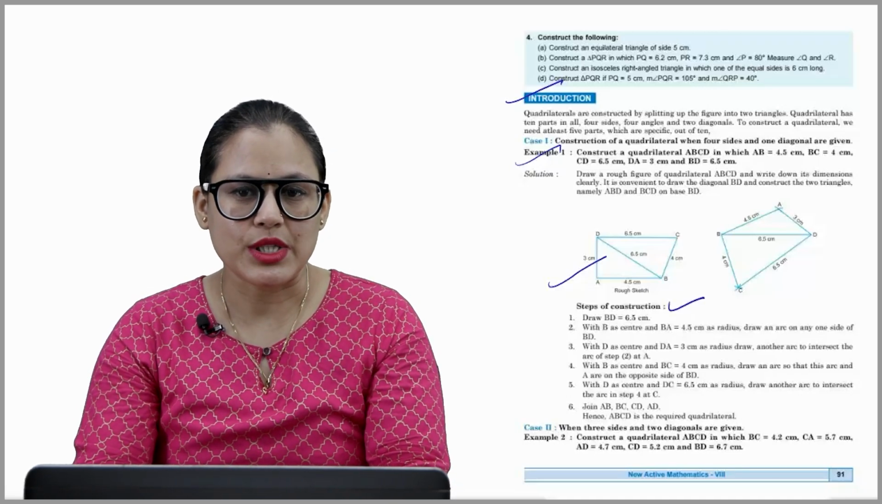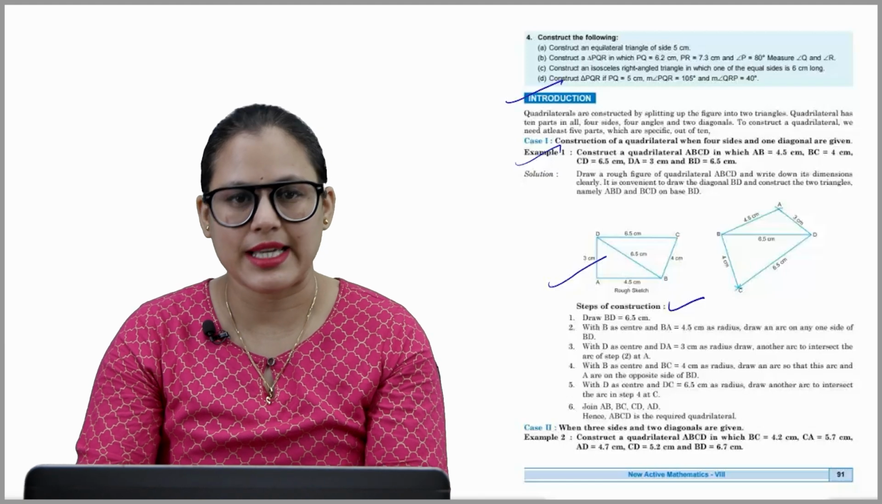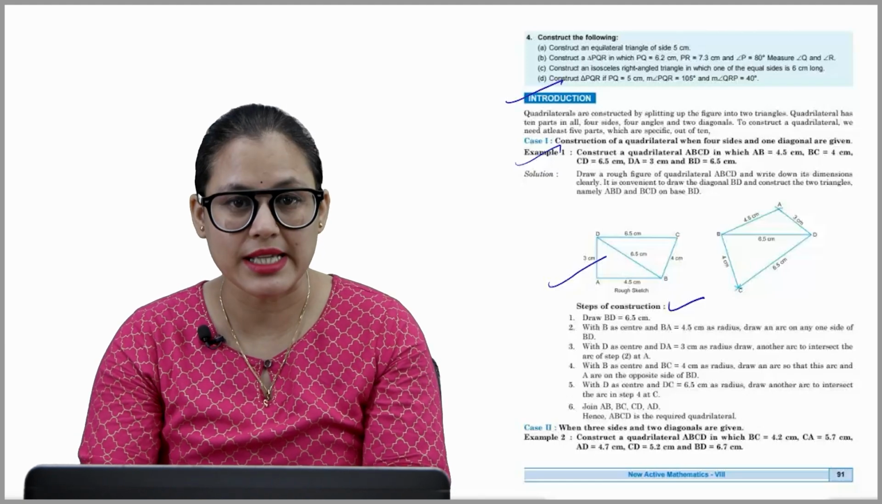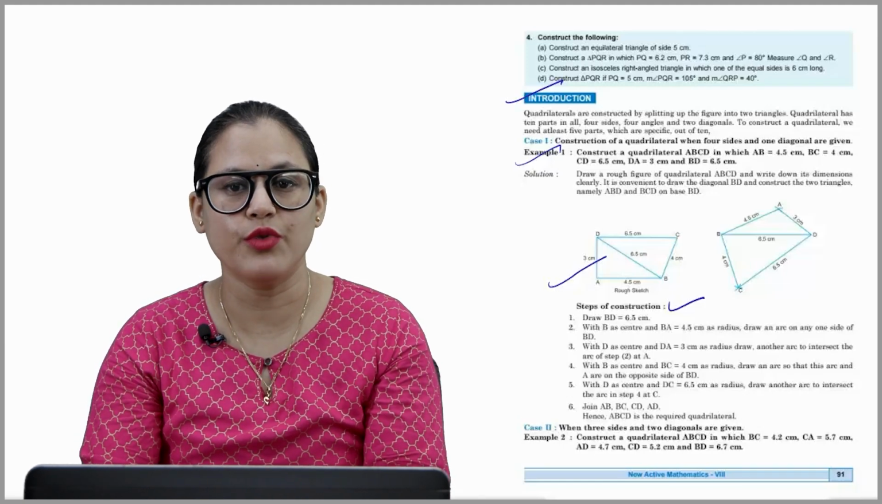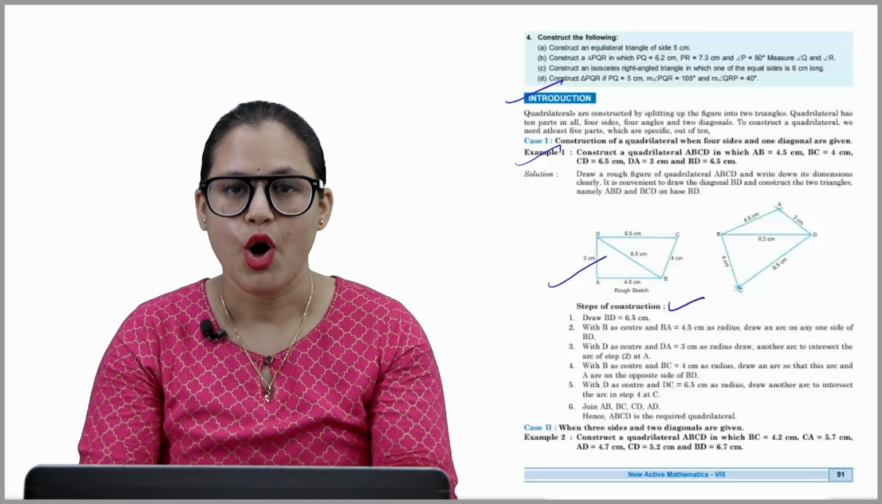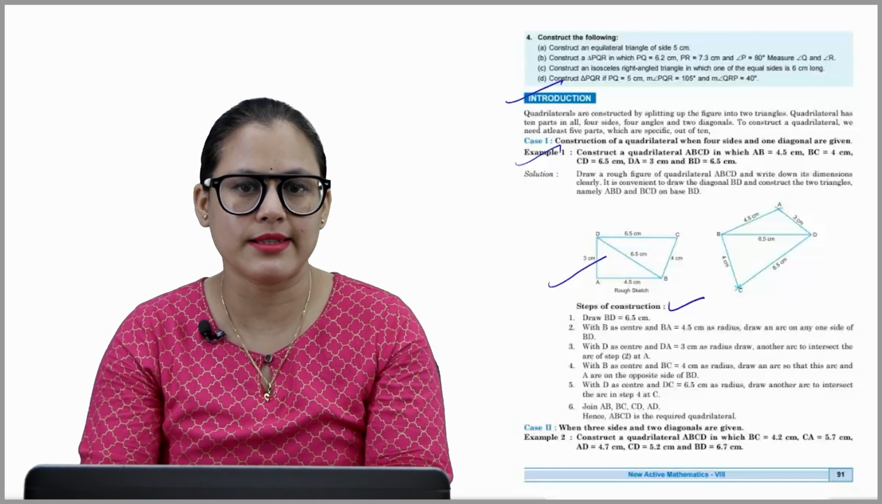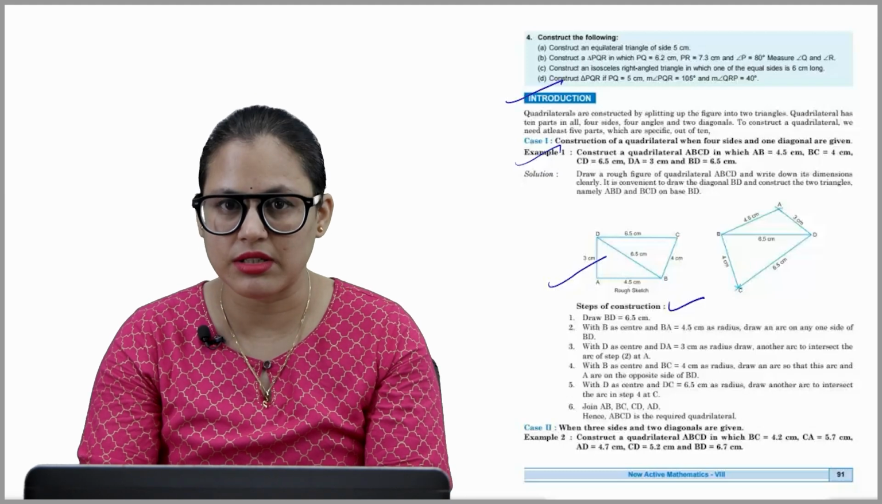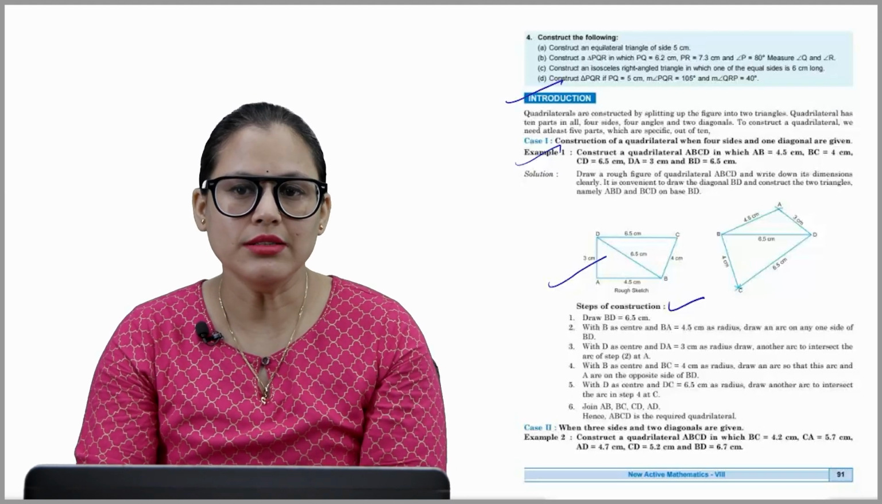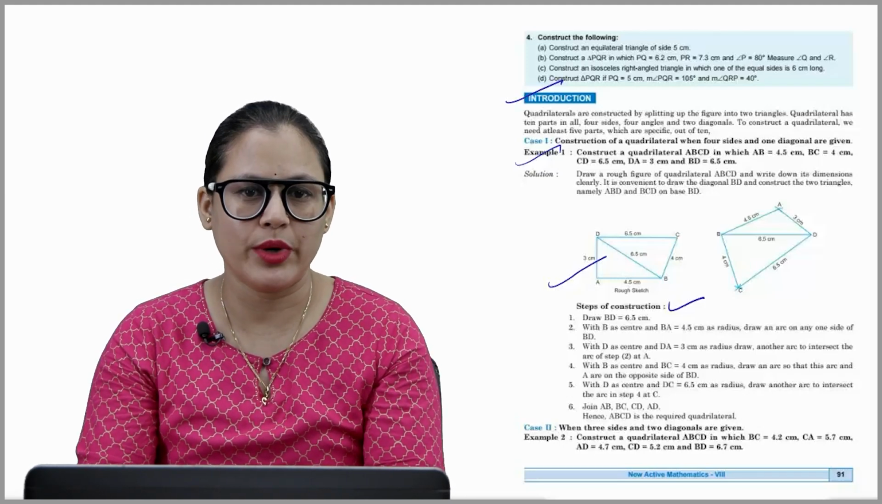Step 1, draw BD equals 6.5 centimeter. Step 2, with B as center and BA equals 4.5 centimeter as radius, draw an arc on any one side of BD. Step 3, with D as center and DA equals 3 centimeter as radius, draw another arc to intersect the arc of step 2 at A.